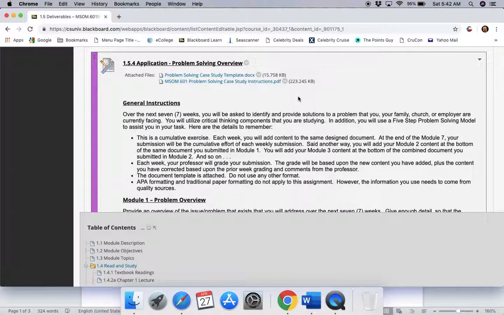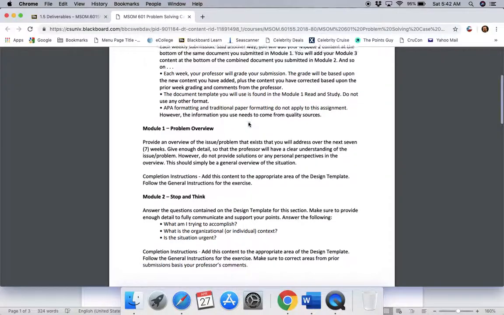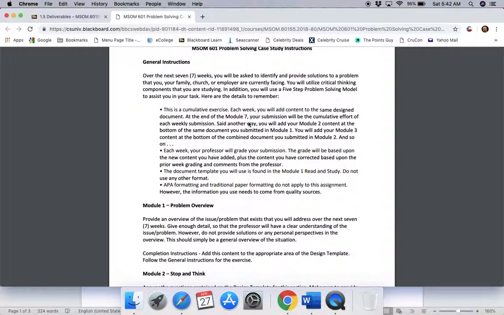And then here is the application / case study problem-solving overview process that you're going to be working with over the next few weeks. So I provided two levels of information here. We'll start here with the problem-solving case study instructions. So I've given you this. I would encourage you to either print it out or to save it, because what you're going to be doing is building a solution to a problem that you are facing.